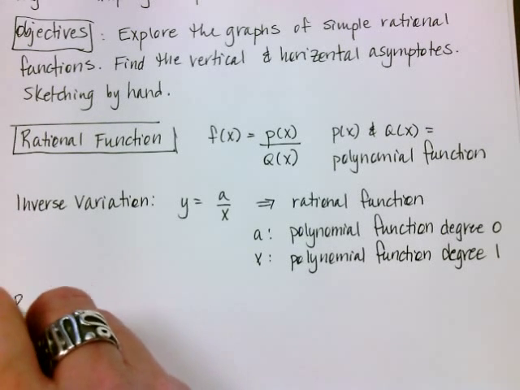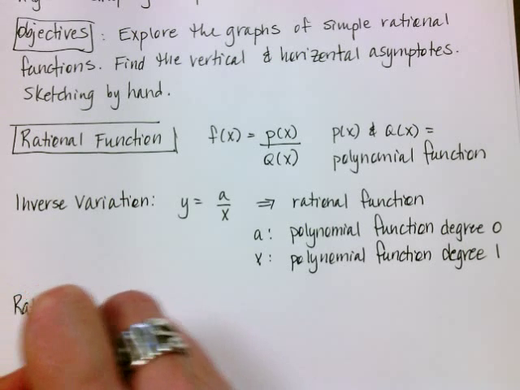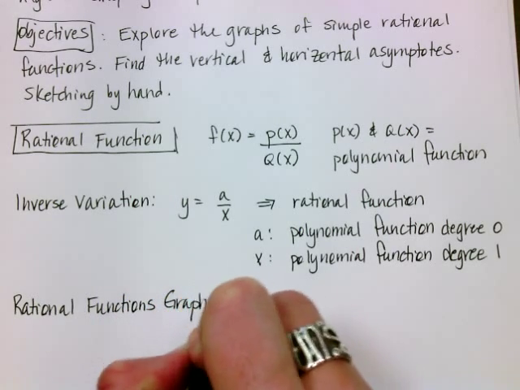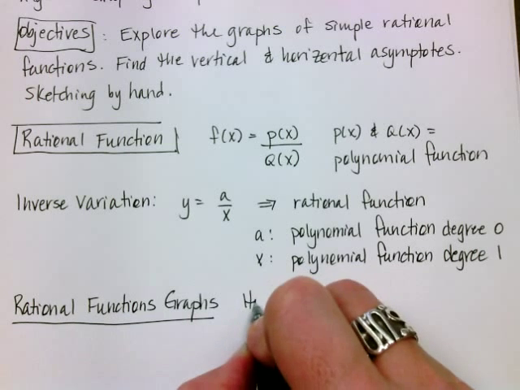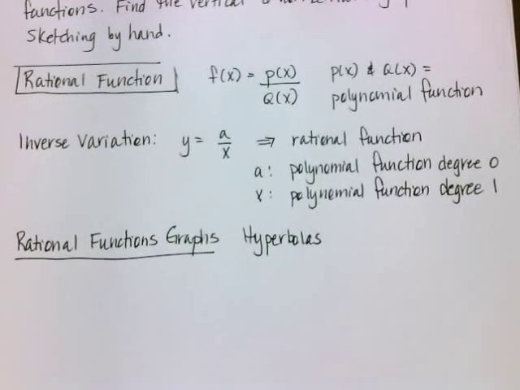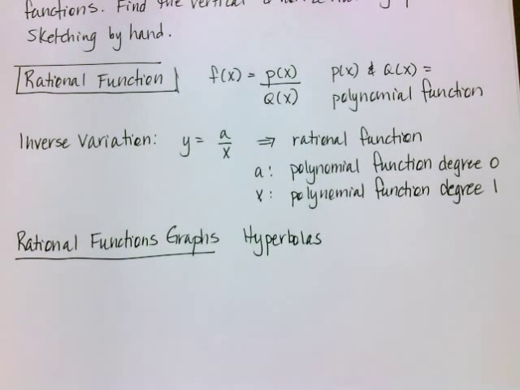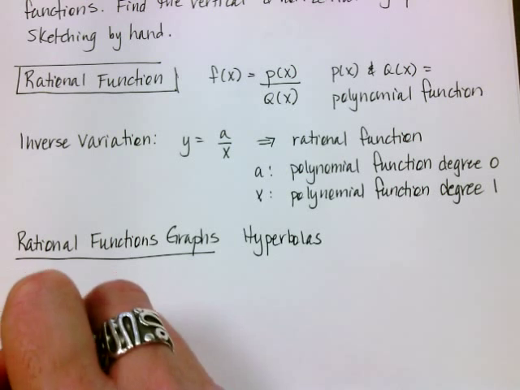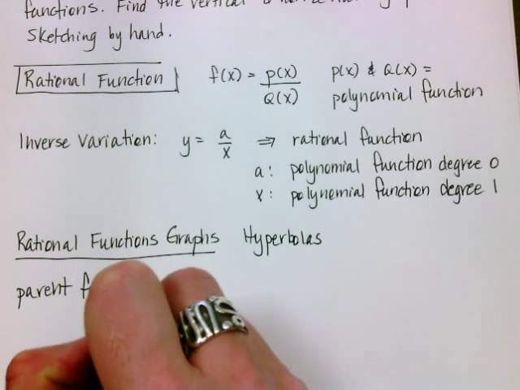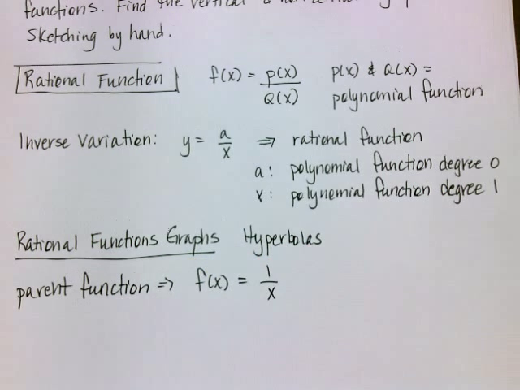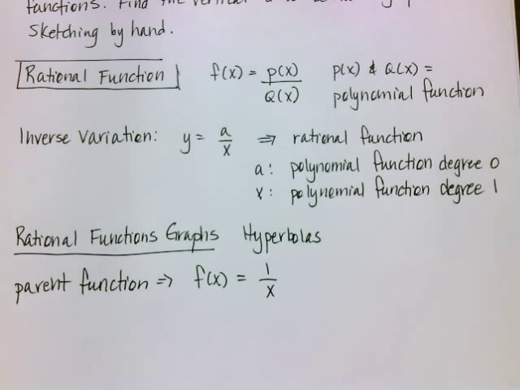Alright, so now let's talk about rational function graphs. We call rational functions hyperbolas. We'll talk about hyperbolas more later in the year when we talk about conic sections. The parent function is going to be f of x is equal to 1 over x. Notice that the 1 is still a polynomial, but it's a polynomial of degree 0, and then x.